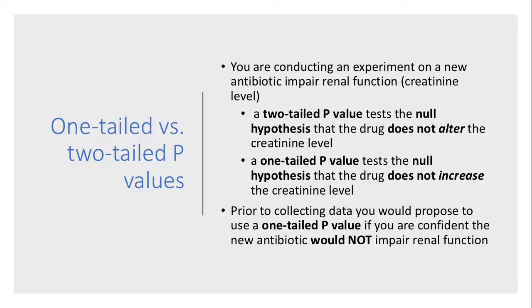So what you're saying with a one-tailed test, sometimes referred to as directional, is that at the outset we're already saying the direction we feel we're going to find. So prior to data collection, you would propose to use a one-tailed p-value if you're confident, based on a review of the literature, that the new antibiotic would not impair renal function.